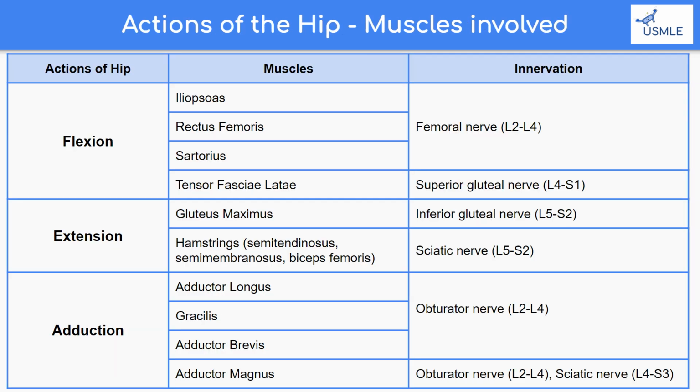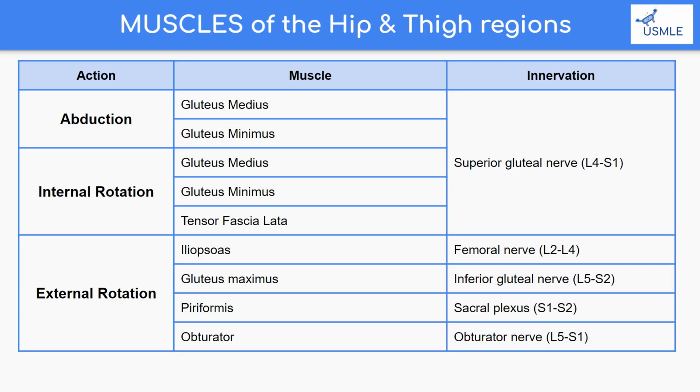Here is a table summarizing the actions of the hip along with respective muscles and their associated nerves. Notice that flexion is primarily carried out by muscles supplied by the femoral nerve and the superior gluteal nerve, extension by the sciatic nerve and the inferior gluteal nerve, adduction by the obturator nerve and the sciatic nerve, abduction and internal rotation by the superior gluteal nerve, and external rotation by a diverse muscle group.